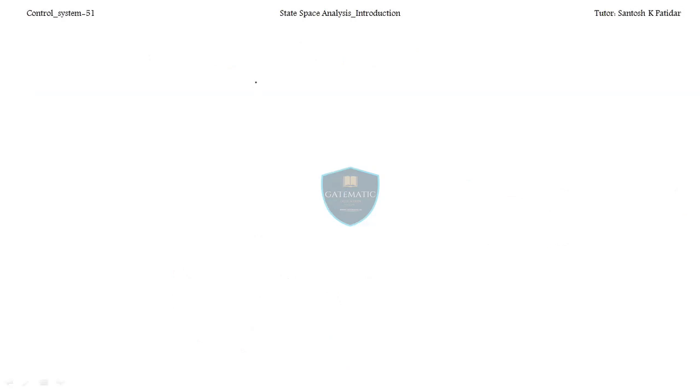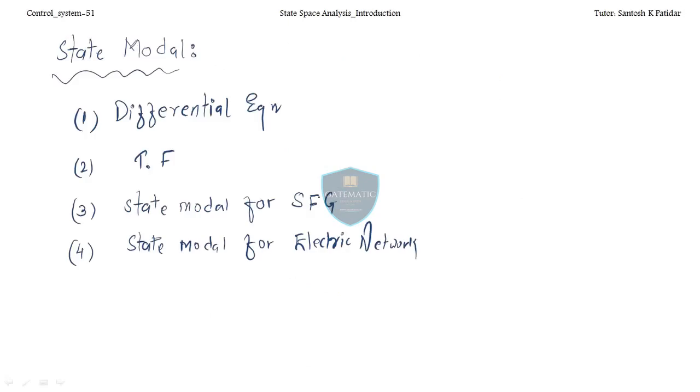Now what we are going to do in this unit actually. So state model, you understand now, state model. The state model is nothing but AX plus BU and Y equal to CX plus DU. You need to come to this form only. If you are converting your system into this form, it means you are in the state space. So what I mean is, the state model we can write for four things.